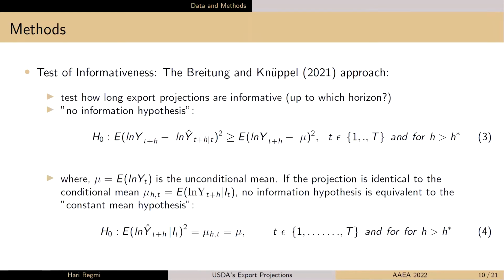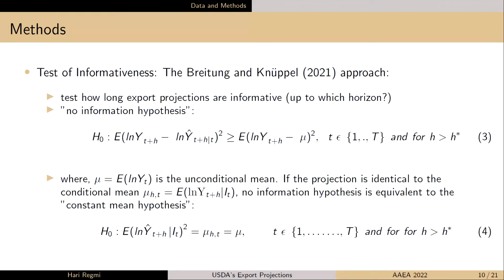And then after the test of informativeness, I follow the Breitung and Knüppel approach. This approach tells us that out of the 10 years, or any, the forecasts have more than 10 years horizon or less than, it's called the path forecast in forecast evaluation literature. And in our case, out of the 10 years, how many years into the future the projection have some informational value. So according to the authors, they propose two hypotheses.